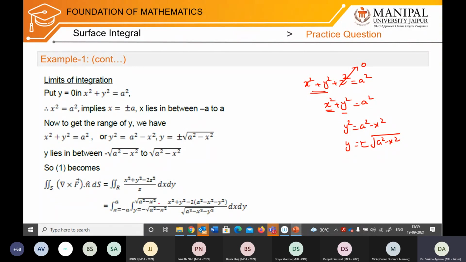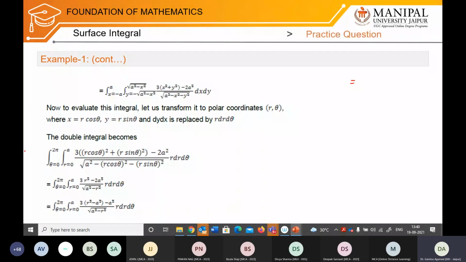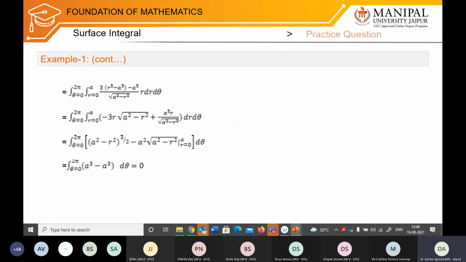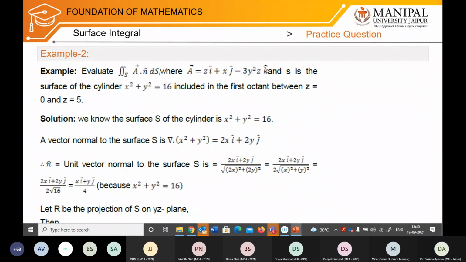Now the limit of y. So the lower limit of y is minus root a square minus x square. Upper limit is root a square minus x square. This is the limit of y. By this equation, we can find the limit of y, right? Then hide this y. What will be the value of x? That means the lower and upper limit of x is minus a to a. By this process, we can find the limit. This is all theory which is written over there. Just find the double integration and that's it.